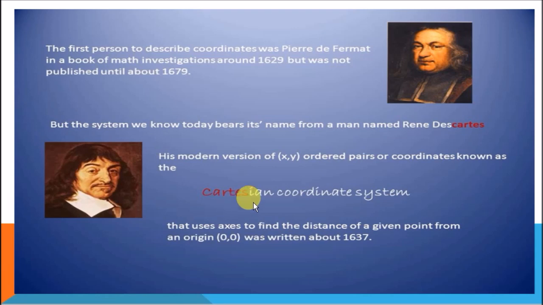Now, ordered pair in Descartes' system means the x coordinate always comes as the first coordinate and the y coordinate comes as the second coordinate, and they are separated by a comma inside a round bracket. So x coordinate is the first coordinate and y coordinate is the second coordinate always.